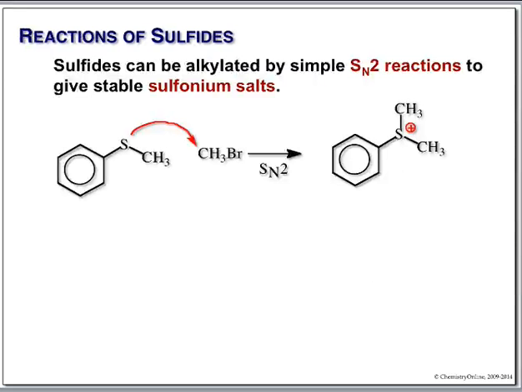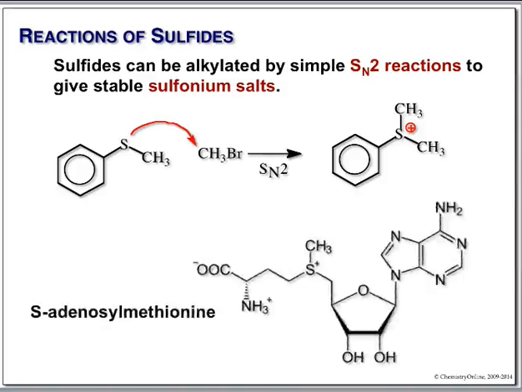Biochemically, there is a sulfonium compound that exists. It's called S-adenosyl methionine. If you look at that, this is adenosine over here. This would be the amino acid methionine, and we've made a sulfonium salt as our linkage here. Biochemically, this methyl group can be donated. In other words, this is a biochemical methylating agent.